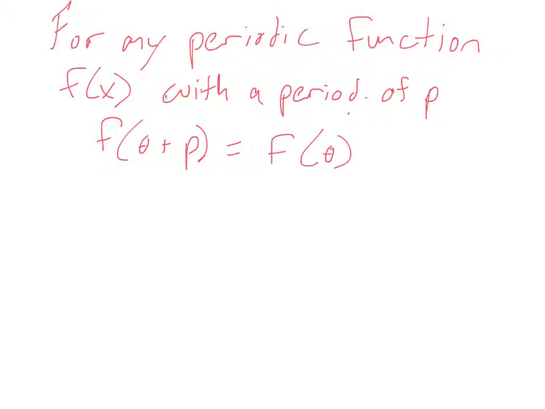Because by adding p to theta, it means that I've gone an entire additional full cycle away from theta, meaning I'm going to get back to where I started. If I go a full cycle from a starting point in a periodic function, I should end up at the same place that I started at. So that's why f of theta plus p is always going to be f of theta, right?